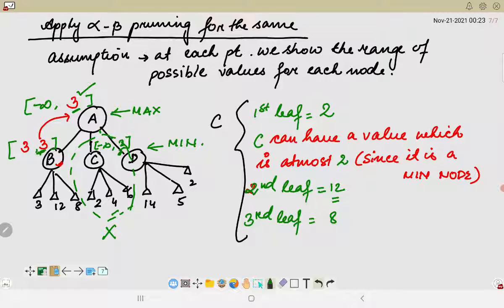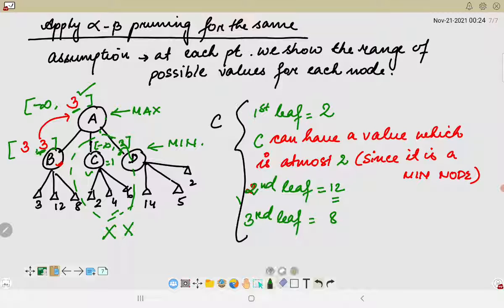might have a value which might be greater than 2 or less than 2. However, since C is a min node, it will always accept a value which is lesser than 2. And now even if I am getting a value here at C as 1 or 0, still A will never accept it, because it will accept only values which are greater than 3. That is why there is no point exploring C. So hence this particular branch would entirely be pruned off.